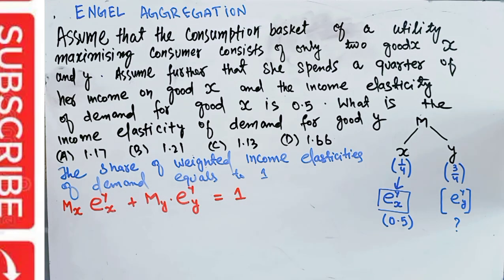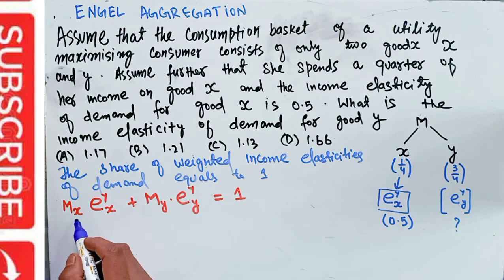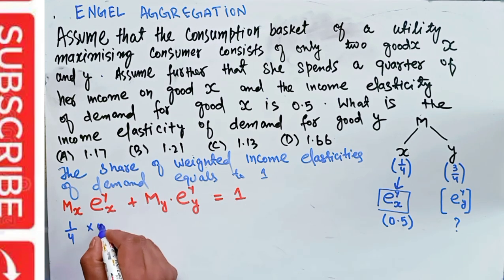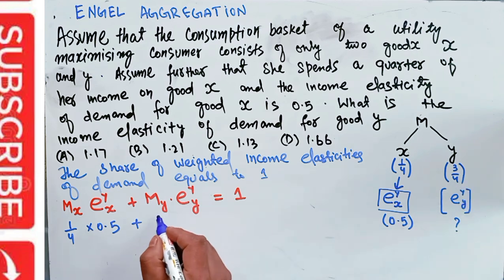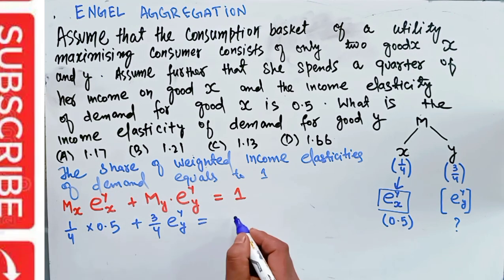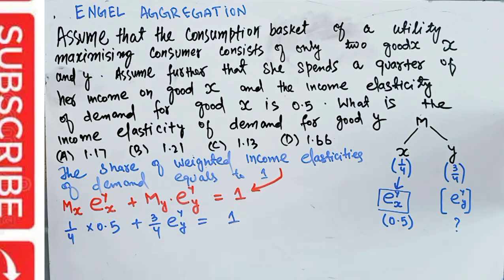Now we are told that the share of income that the person spends on good X is 1/4. So M subscript X is 1/4, and the income elasticity of good X is given as 0.5. So we have 1/4 times 0.5, plus, since the share of income spent on good Y is 3/4, 3/4 times the income elasticity of demand for good Y, which we need to calculate. It must be equal to 1. I will derive this formula in the next video to make more sense. You don't need to worry about how this formula came out.